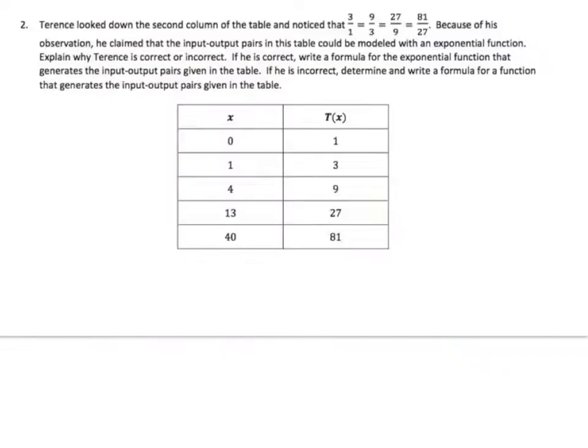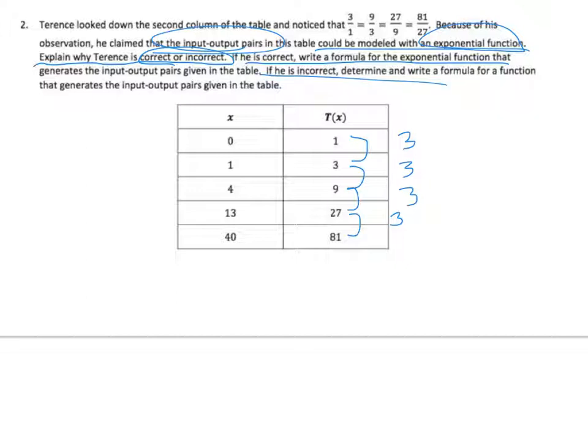Nice job. All right, Terrence looked down the second column of the table and noticed that 3 over 1 equals 9 over 3 equals 27 over 9 equals 81 over 27. Because of his observation, he claimed that the input-output pairs in this table could be modeled with an exponential function. Explain why Terrence is correct or incorrect. If he's correct, write a formula for the exponential function that generates the input-output pairs in the given table. If he's incorrect, determine and write a formula for a function that generates the input-output pairs given in the table.